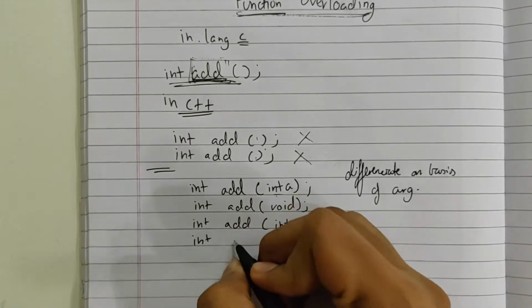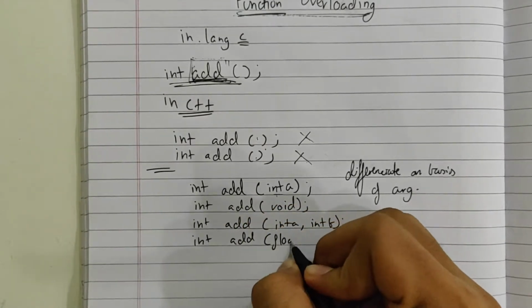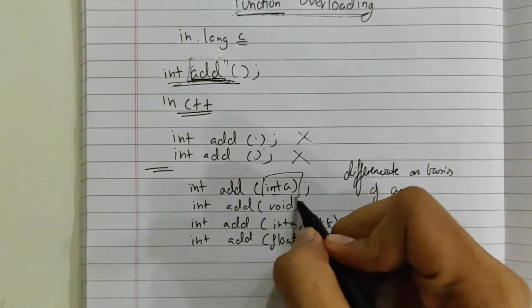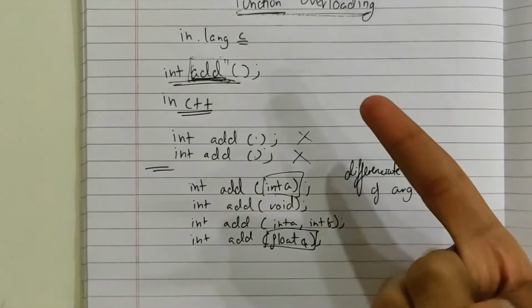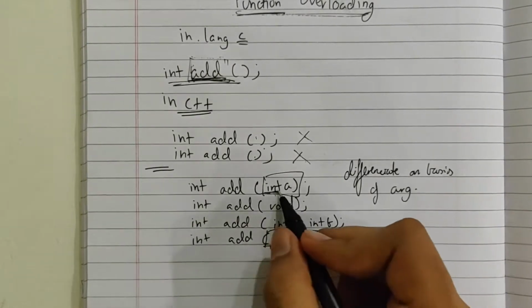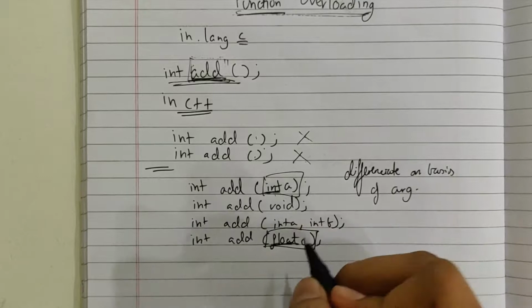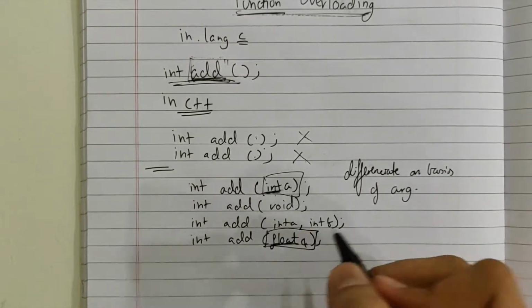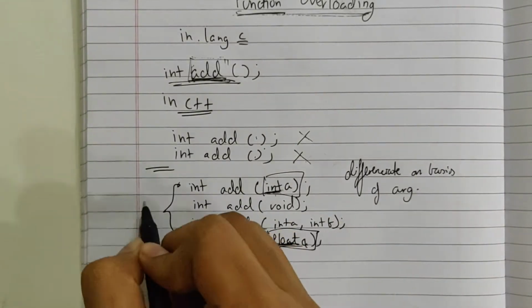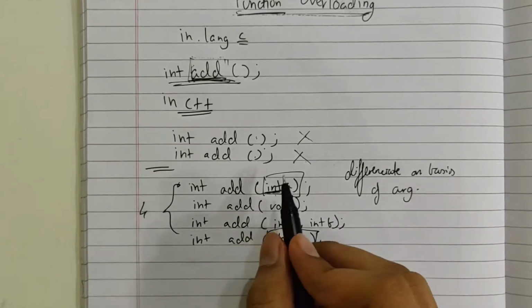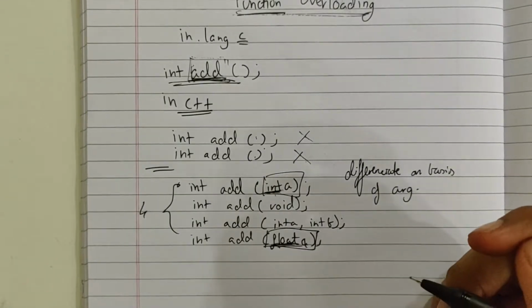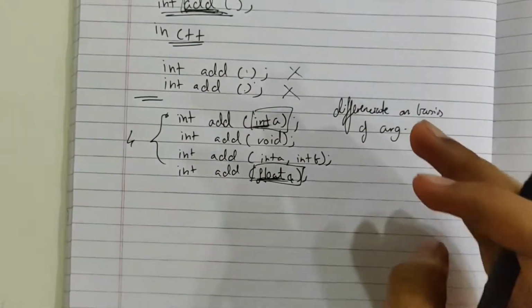Now if I write int add and I give float a, even this is right. You will say int a and int b and float a, only one parameter, it should be same, right? No, it is not, because the data type is different. This is int a and this is float a. The compiler can differentiate on the basis of the data type too. So we have four functions with the same name and different parameters. Add is the name and we have different data types. So I'll explain this with the help of a code.